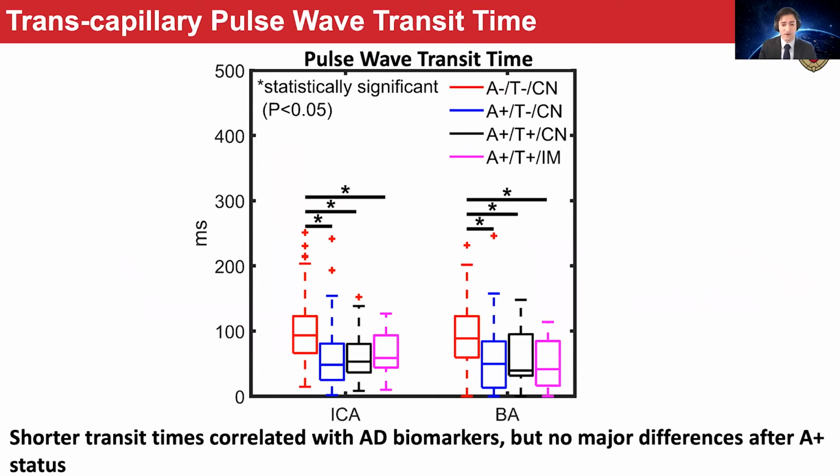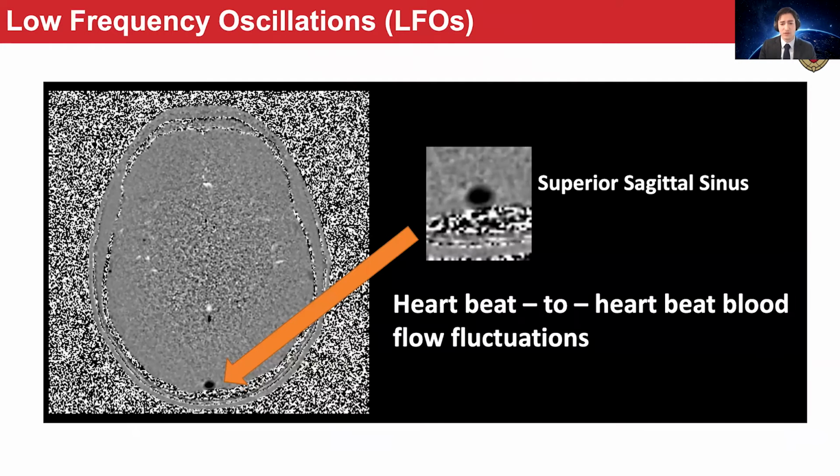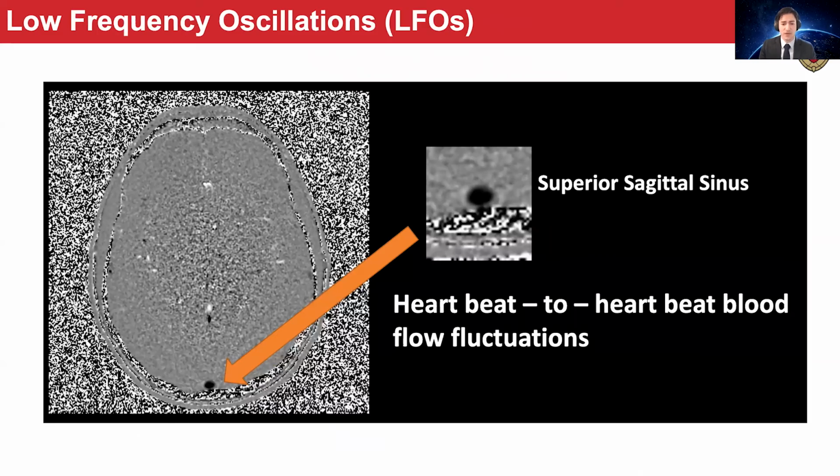In our study, we found that shorter transit times were correlated with AD biomarkers, but no major differences were observed after an amyloid positivity status was reached. Here you can see transit times for 4 groups measured in the internal carotid artery and the basilar artery. We can also study beat-to-beat blood flow fluctuations.